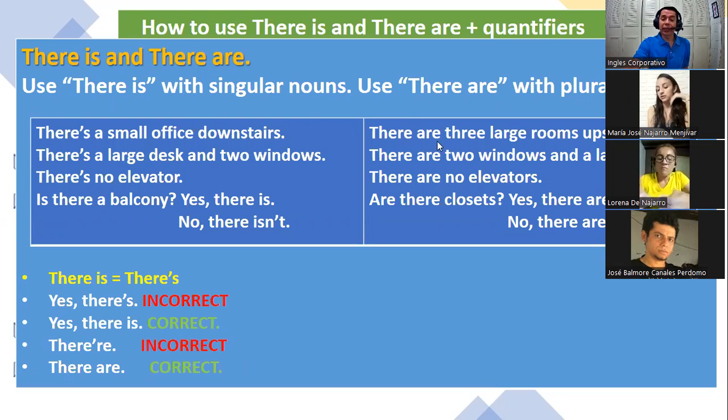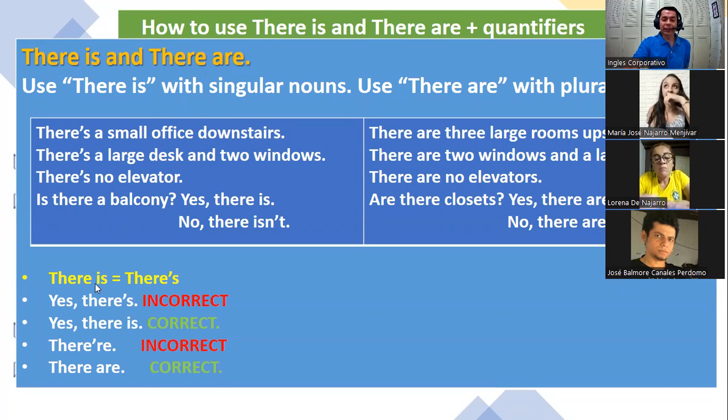Now, in the plural form, we say there are three large rooms upstairs. Tres cuartos grandes arriba. There are two windows and a large desk. Two windows, it's plural. And in negative, there are no elevators. Here it says there's no elevator in singular, but here it says there are no elevators, in plural. And when we make the question, we change the position and say, are there? Are there closets? Yes, there are, or no, there aren't.